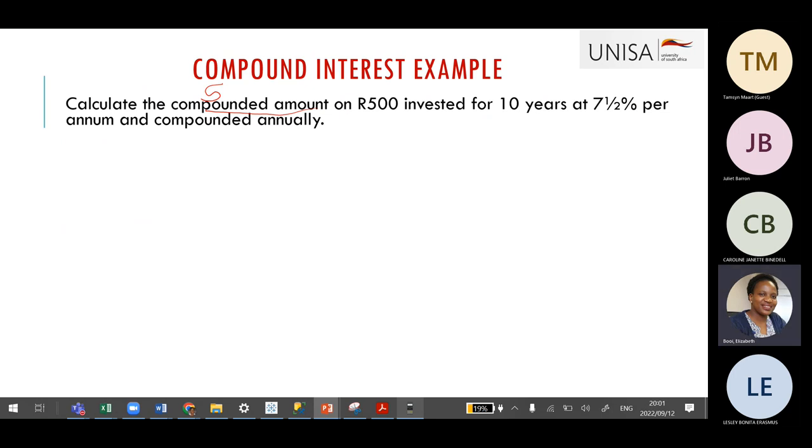What is it that they have given us? What are the facts given in this statement? We are given our present value, we are given the T, we are given the rate. So for now I'm just going to write the R, we need to divide this. This is the same as 7.5%, so it means it will be 0.075, right? And they told us that it is compounded.